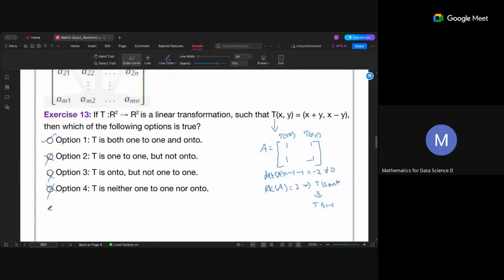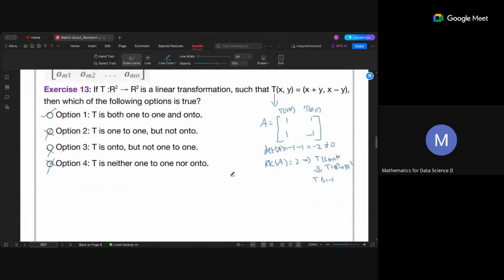Is it clear? Yes, ma'am. So since T is onto and the domain and codomain are the same, it is also 1 to 1. Okay, fine. All right.